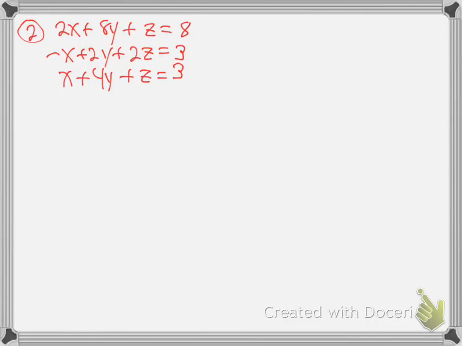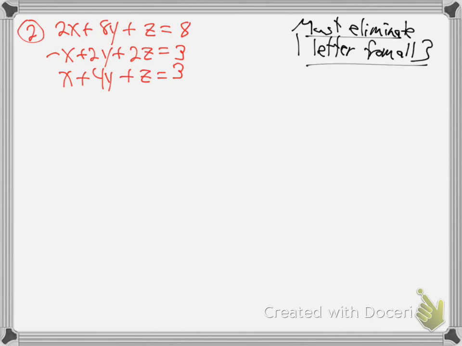Okay, so how am I going to do this one? This is number 2. Again, we must eliminate one letter from all three. Now, last time I did z. This time, how about I do x? So I'm going to get all these x's to just go away.